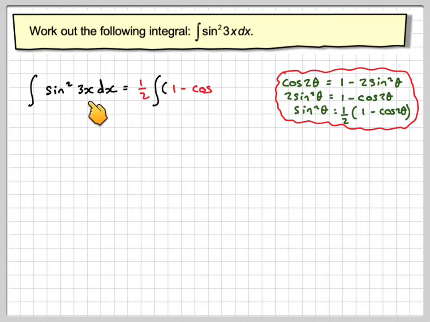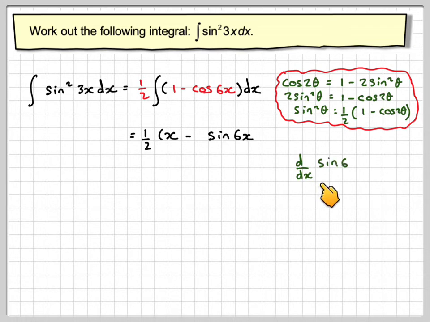Now because the angle here is 3x, if you look here, this is theta, it becomes twice it, so twice 3x, it becomes 6x dx. We're now in a stage where we can integrate the function. So we're going to have the half out in front, the integral of 1 is x, and then we're going to have sine 6x, because the integral of cos is sine.